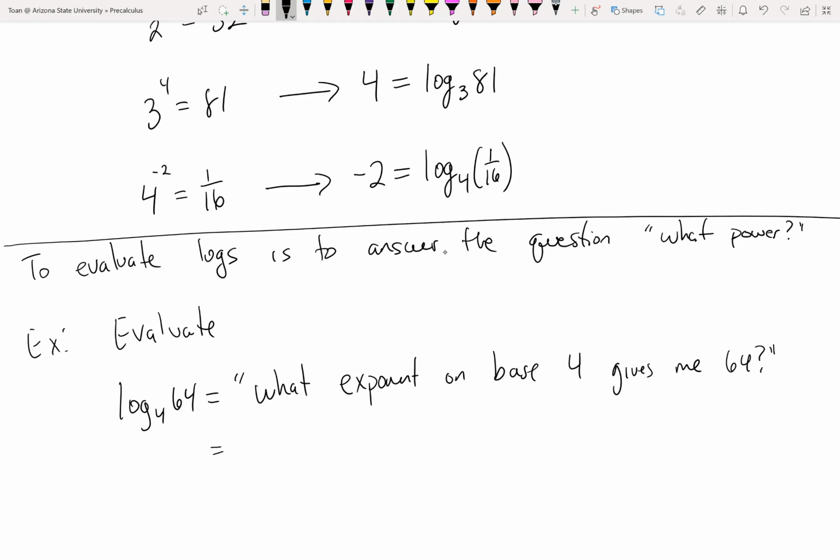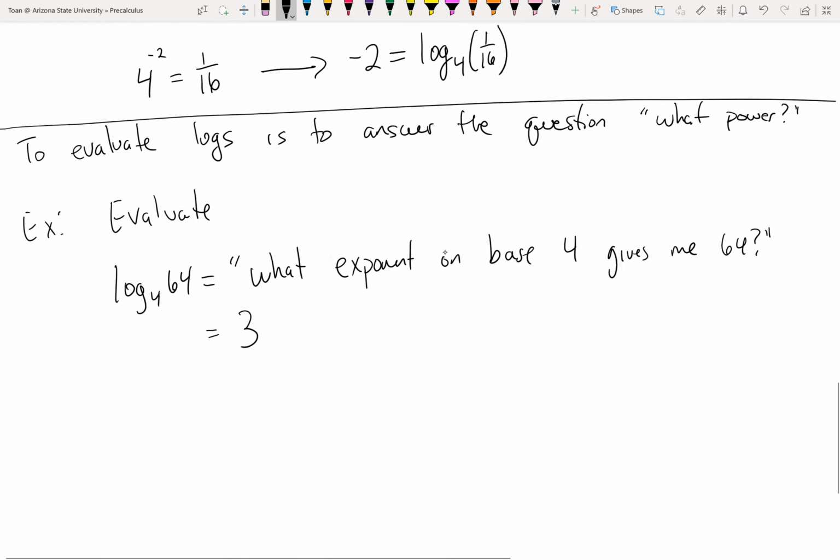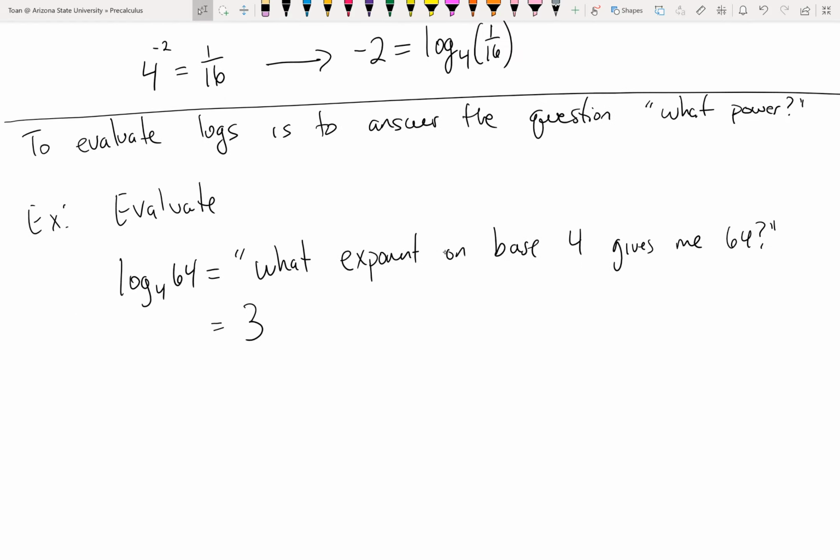So I hate to say this, but in order to be good at evaluating logs, we have to know our exponents, right? We just have to know that 4 cubed gives me 64. And of course, if you are not so good with your exponents, well, you can sort of guess and check with a calculator. But that's how you evaluate, right? You just have to know your powers. I do have some hints and tidbits for you.